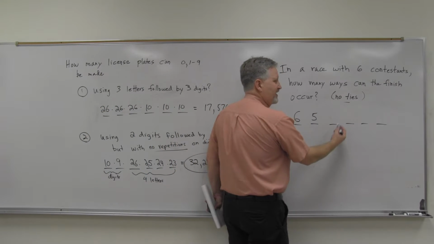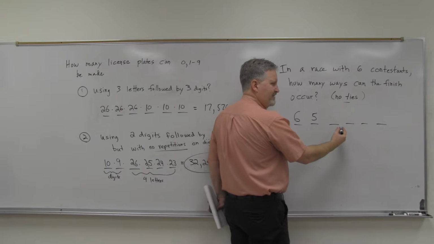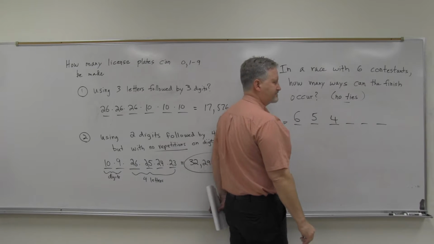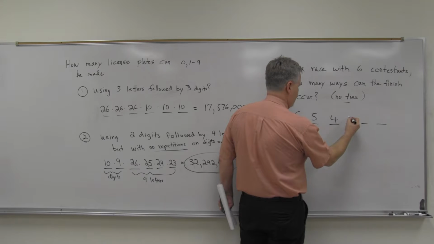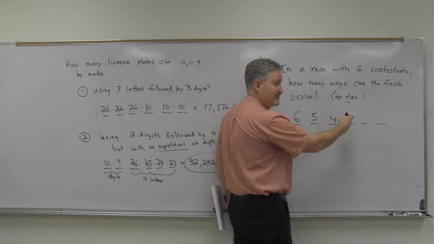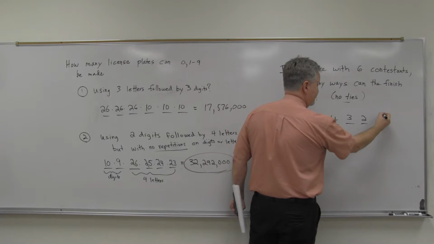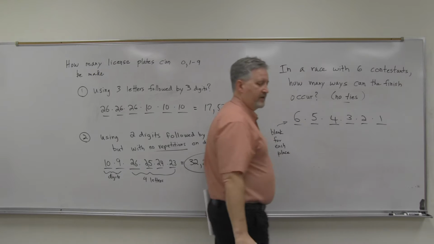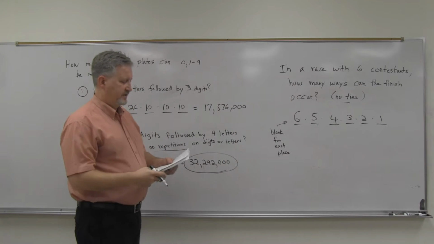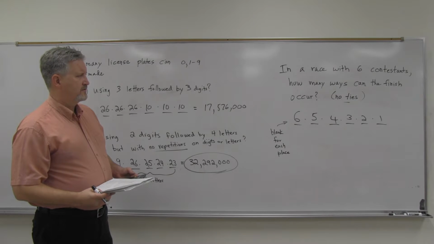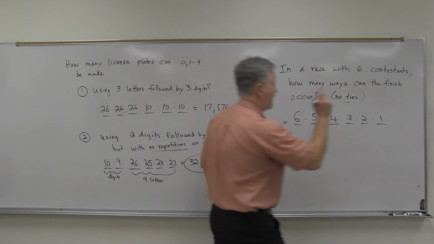All right, so that's 2nd. What about 3rd? Well, whoever finishes 2nd can't again finish 3rd, so we're going to lose one again, aren't we? And then, what about 4th place? There's only going to be 3 possibilities there because you're going to lose one again, and then you get the drill: 2, 1. Fundamental counting principle says multiply those 6 together, and I believe you're going to get, is that 720? Yeah, 720.